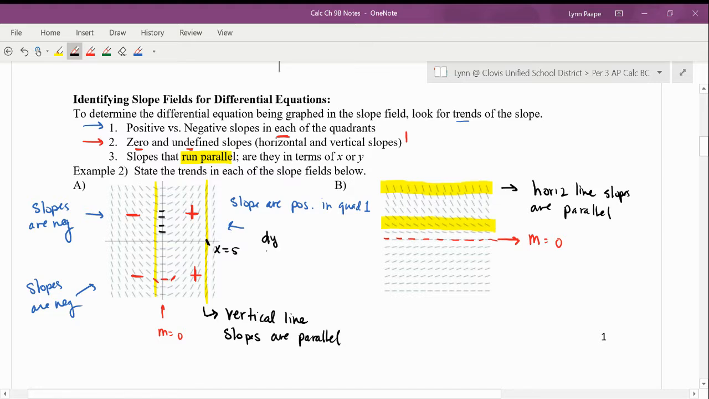So what that means is that the slope is dependent on x. It's not going to be in terms of y, it doesn't matter what y is. So when I look at this right here, dy dx would be in terms of x, because at x is equal to 5, that determines the slope. It doesn't matter if you are at y equals 1, because the ordered pair (5, 1) generates the same slope as if I was at (5, 5). And so if they're running vertical, then this is what it's telling me.